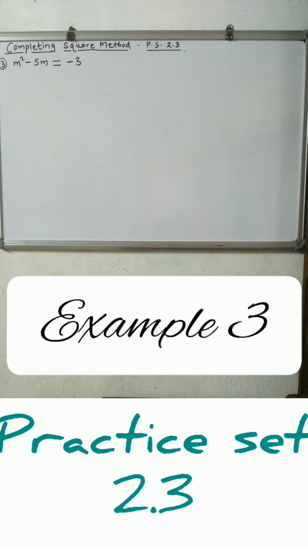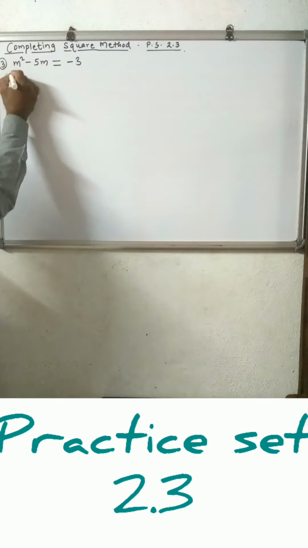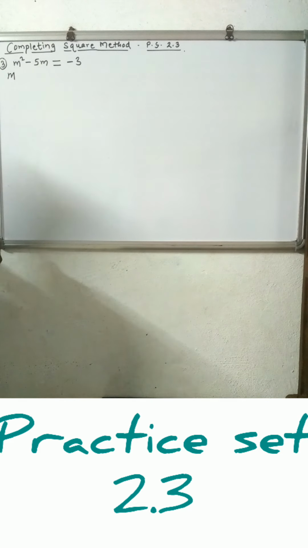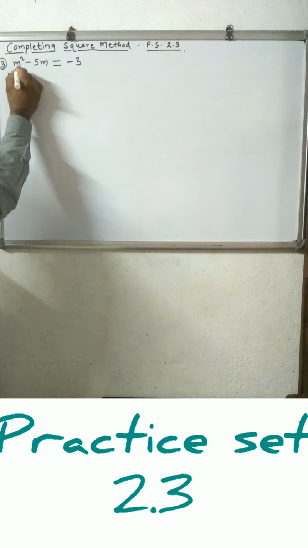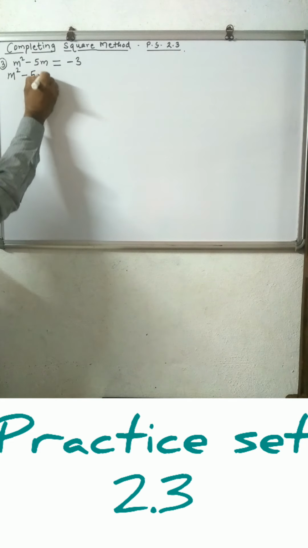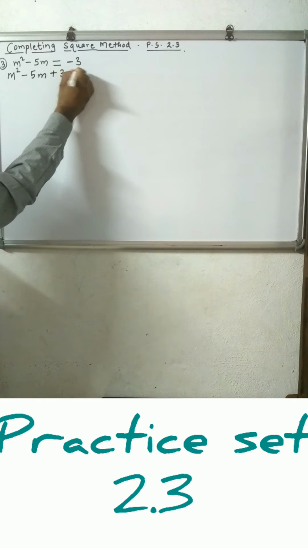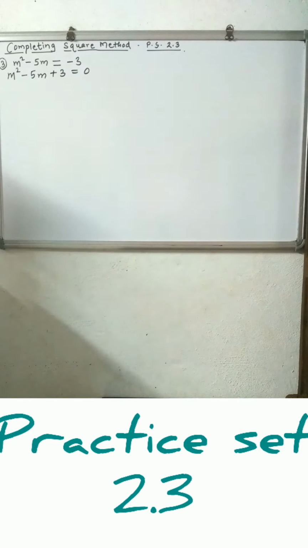Practice set 2.3, third example: m square minus 5m is equal to minus 3. So first arrange in the order ax square plus bx plus c equal to 0. So m square minus 5m plus 3 is equal to 0. Now by completing square method, we'll apply the formula.